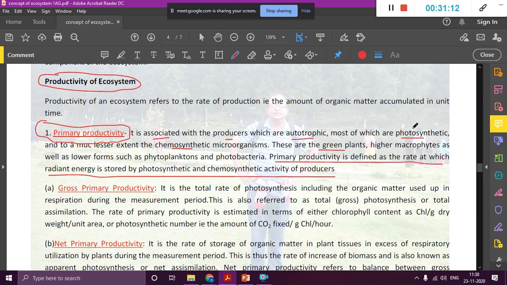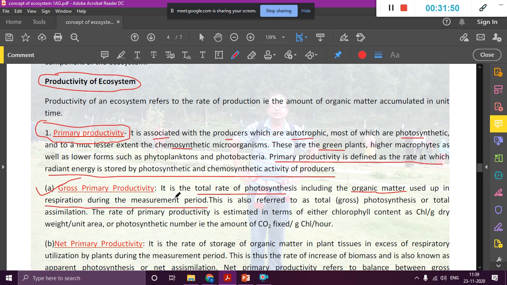So primary productivity is a rate. Rate always means amount of thing formed per unit time. So it is the rate at which radiant energy from the sun is stored, in 1 hour, how much energy is stored. You have gross primary productivity as one type of primary productivity. What is gross primary productivity? It is the total rate of photosynthesis, including the organic matter used up in respiration during the measurement period.